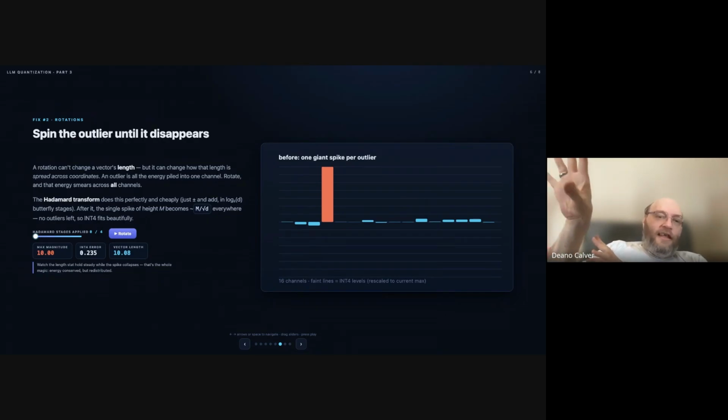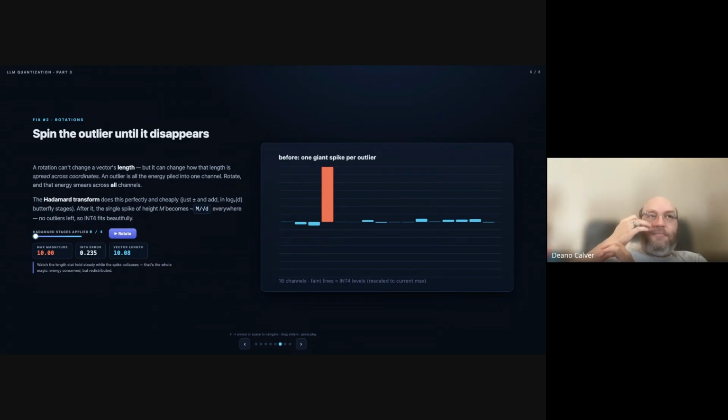When you look at vector lengths, if you think about our original problem that there are big outliers in a particular channel, that means the dominant part of the vector length is in a single channel. If you could rotate the system so that you spread that length over more of the dimensions of the data point, you're basically reducing the outlier, but keeping the energy the same.